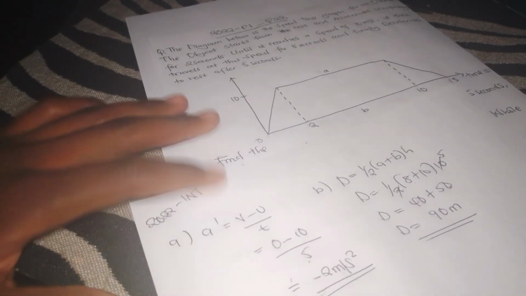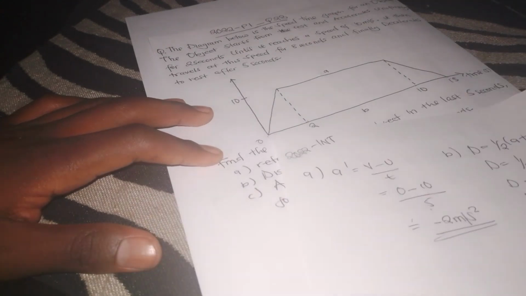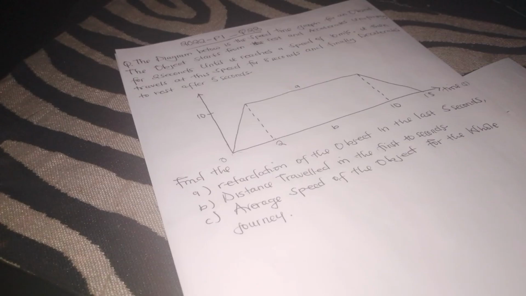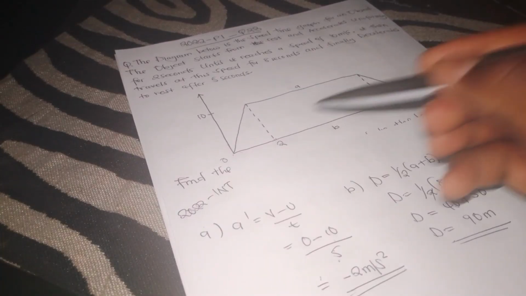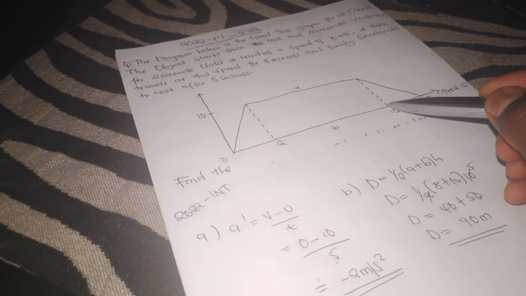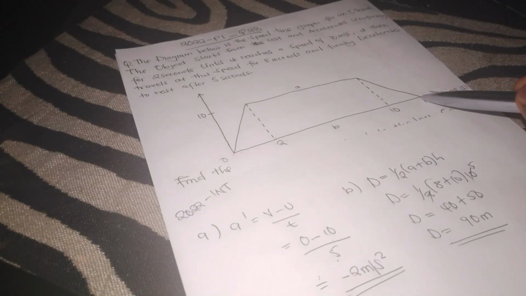Let's quickly go to question C, the last question. The question is saying find the average speed of the object for the whole journey. So the formula for average speed is distance over time. First of all, we are going to calculate the total distance for the whole journey. Remember, we have just calculated the distance from here to there. So we have to calculate the distance from here to there, so that we get the total distance for the whole journey. So this is a triangle.